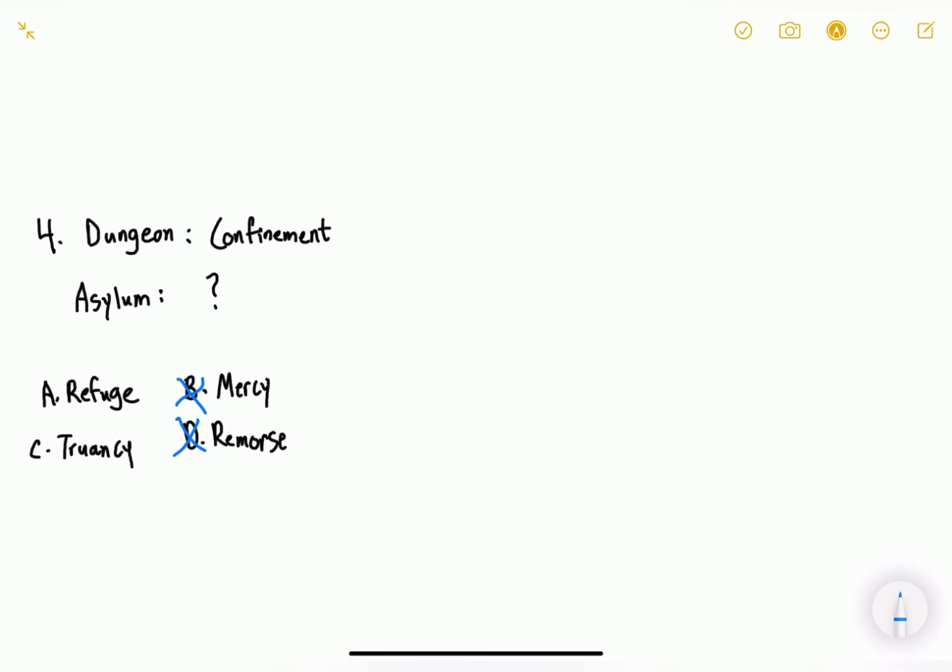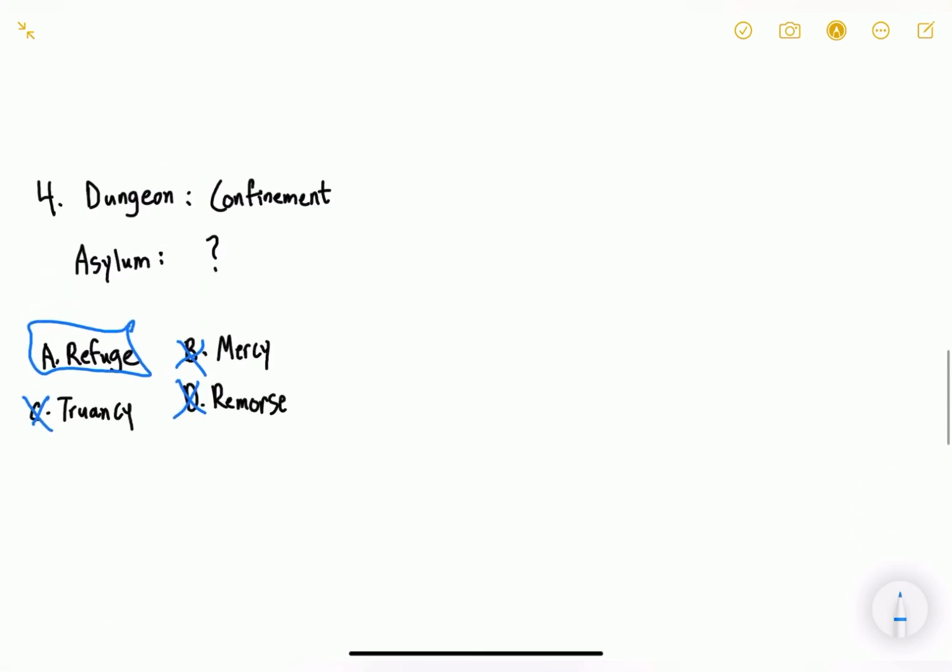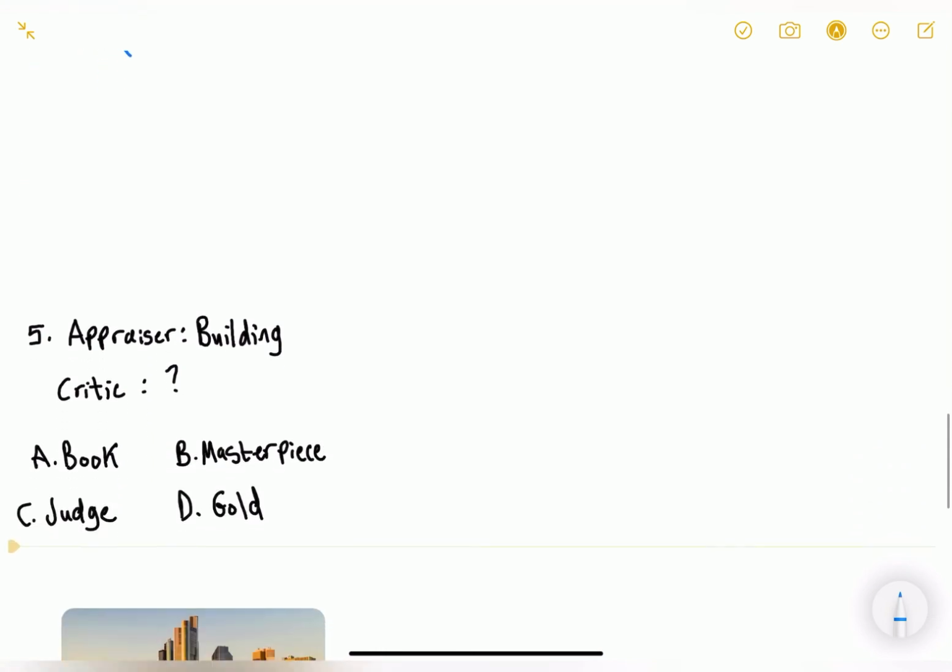We have to look at C. C is truancy. And what's truancy? It's the action of staying away from school without a good reason. And that has no relationship with this word, so we can infer that the answer is A by the process of elimination. Well, another way we can think of this, actually, mercy and remorse are kind of closely related, so we can automatically cross this out. And truancy has no relationship, meaning that also the answer is going to be A. So yeah, process of elimination.